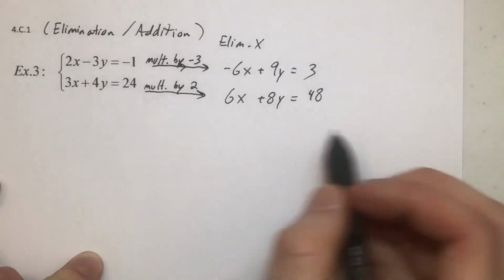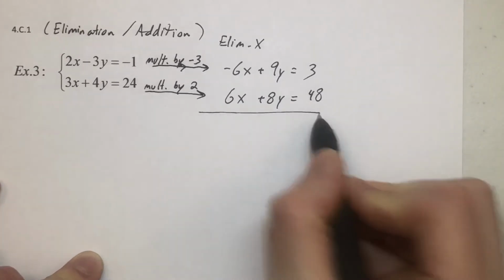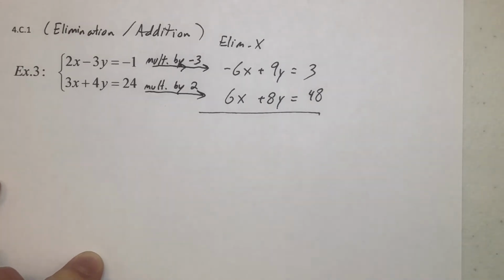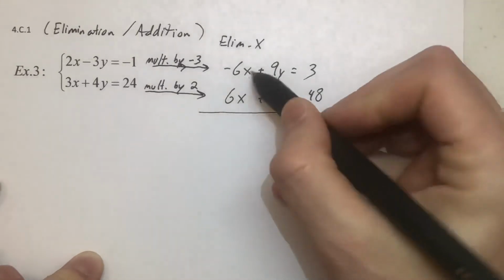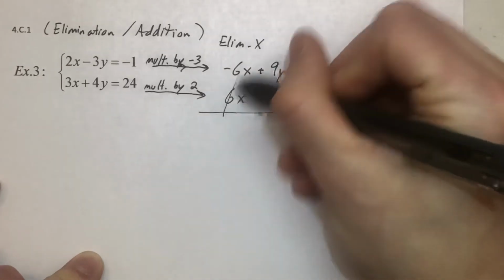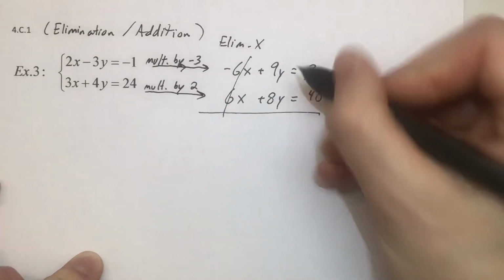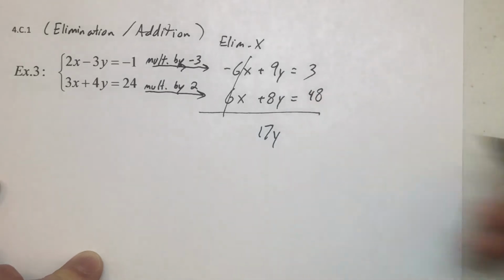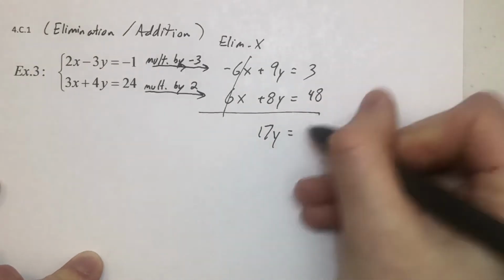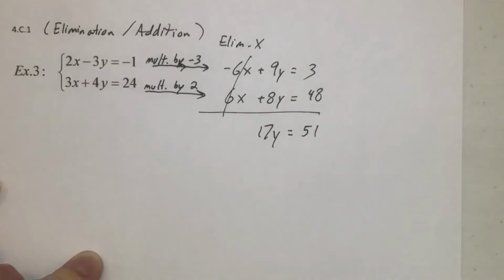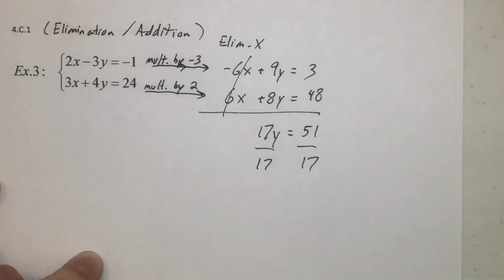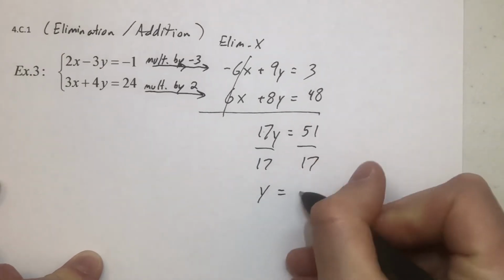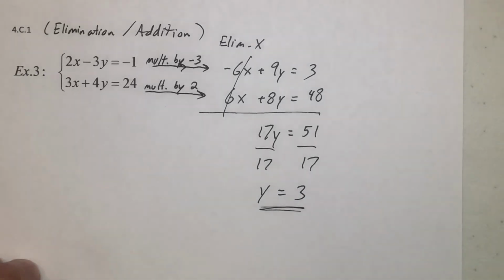And now that we've done that, we have the setup that we need to do the elimination or the addition step, which is nothing more than adding vertically. These things are all lined up to where a negative 6x and a positive 6x, if you add them, give you 0, right? It goes away. 9 and 8, I will add and get 17, so 17y. 3 and 48, I will add and get 51, and you will always be left with this very simple equation, basically a one-step and done equation, dividing both sides by that number, 17, to get my y value of 3.